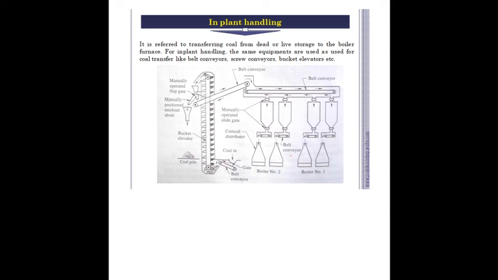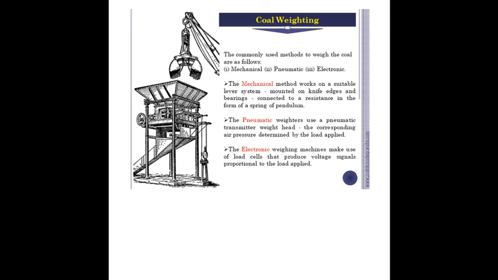In plant handling is basically for transferring the coal from the dead storage to the boiler furnace, and for in plant handling the same equipment is used as for the coal transfer, like belt conveyor, screw conveyor, and bucket elevator.